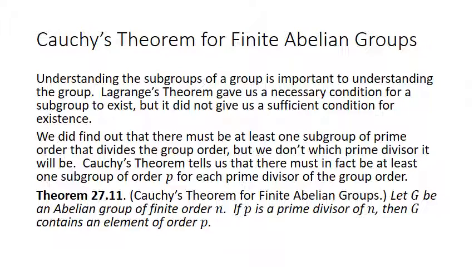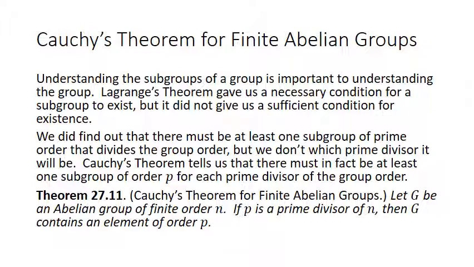Understanding the subgroups of a group is important to understanding the group. Lagrange's theorem gave us a necessary condition for a subgroup to exist, but it did not give us a sufficient condition for existence. Remember that Lagrange's theorem told us that for every subgroup of a group, the order of the subgroup must divide the order of the group. So that was a necessary condition. In other words, you cannot be a subgroup unless your order divides the order of the group. It's necessary, but it doesn't give us a sufficient condition, so it didn't actually tell us much about when subgroups do exist.